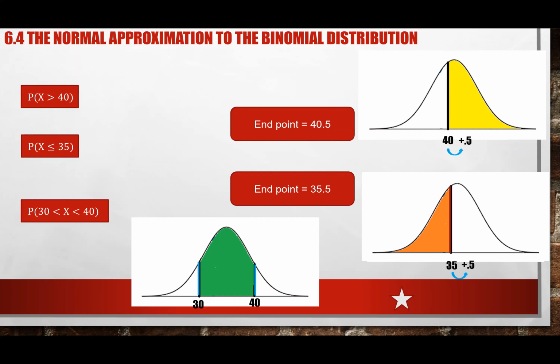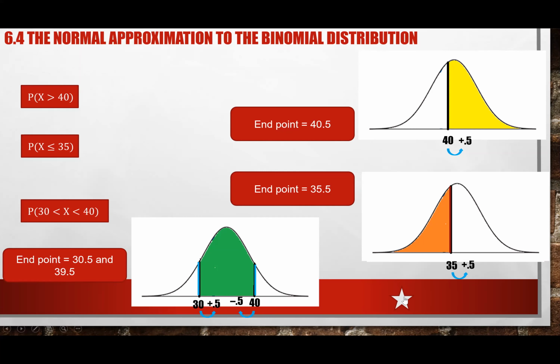So how do we adjust this endpoint? Do we include the 30? Hopefully you say we do not include the 30, so I have to go inward to make this area smaller to pretty much exclude the 30. If I go to the right from 30, I need to add 0.5, and on the 40, I need to go to the left, so I need to subtract 0.5. As you can see, these are my two endpoints. My smaller endpoint is 30.5 and my bigger endpoint is 39.5.